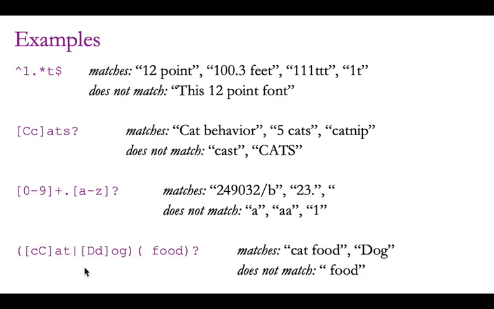And here I have a pattern to match either cat food or dog food, or also cat and dog, because this food part at the end is optional, but the food always has a space before it if it does appear. And cat or dog can be capital or lowercase.